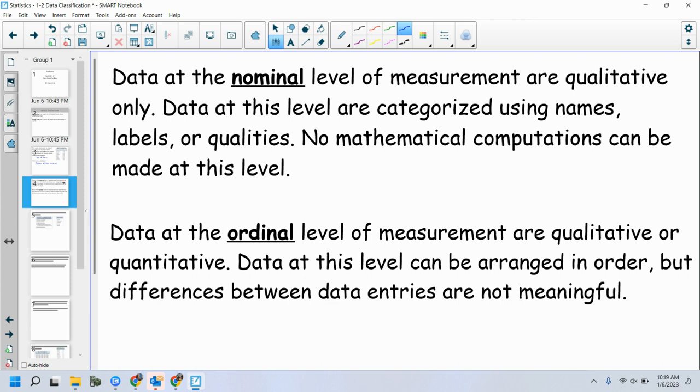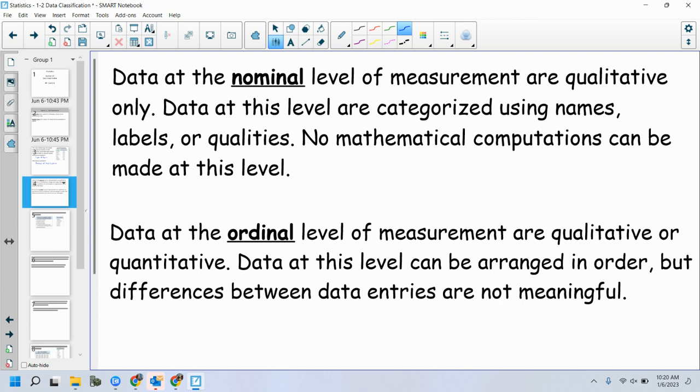Data at this level are categorized using names, labels, or qualities. No mathematical computations could possibly be made at this level. So if you're saying, give me your favorite movie, that is a nominal level.